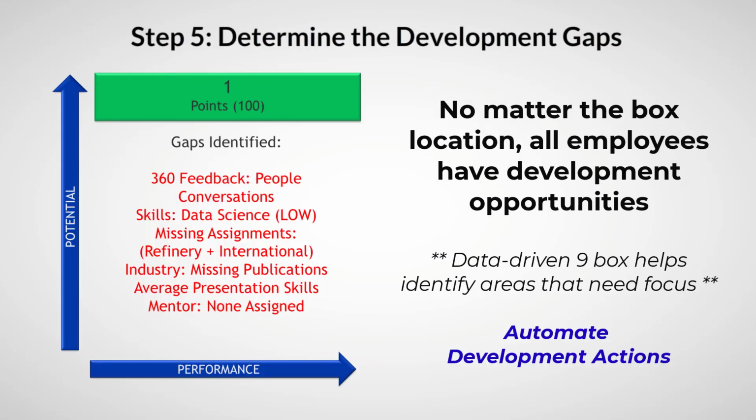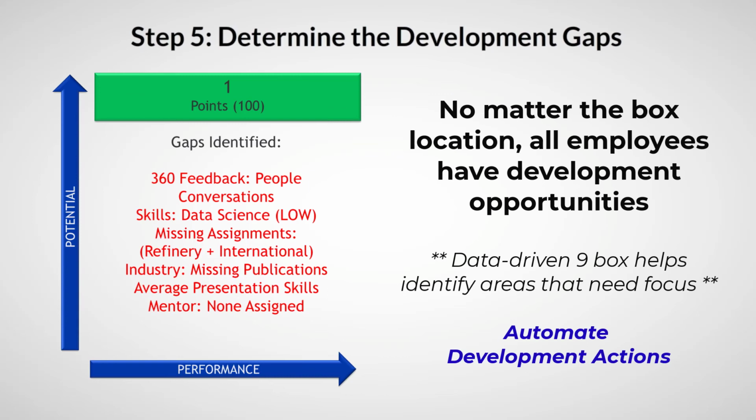Step 5 is to determine the development gaps, and this is where the data-driven 9 box becomes very powerful, because once you identify the development gaps of an individual, you can actually automate their leadership development roadmap and their development actions for the future upcoming cycle without having to create narratives, do meeting minutes, or anything like that.